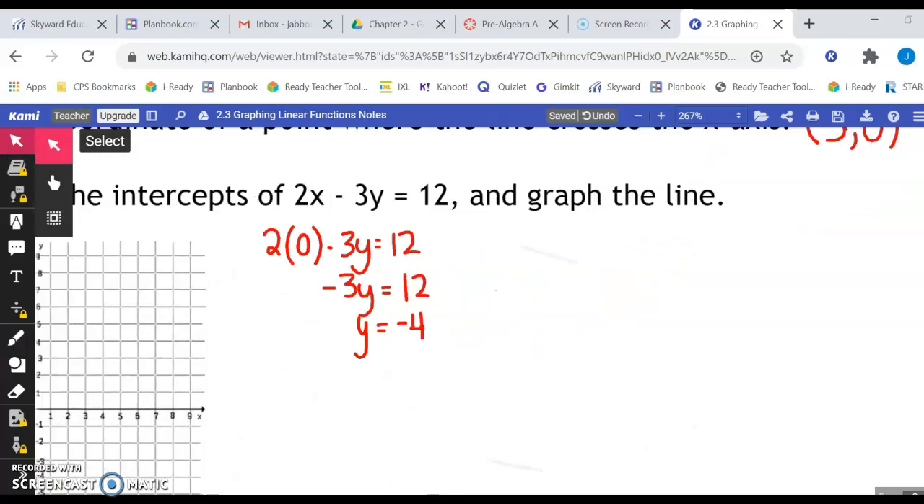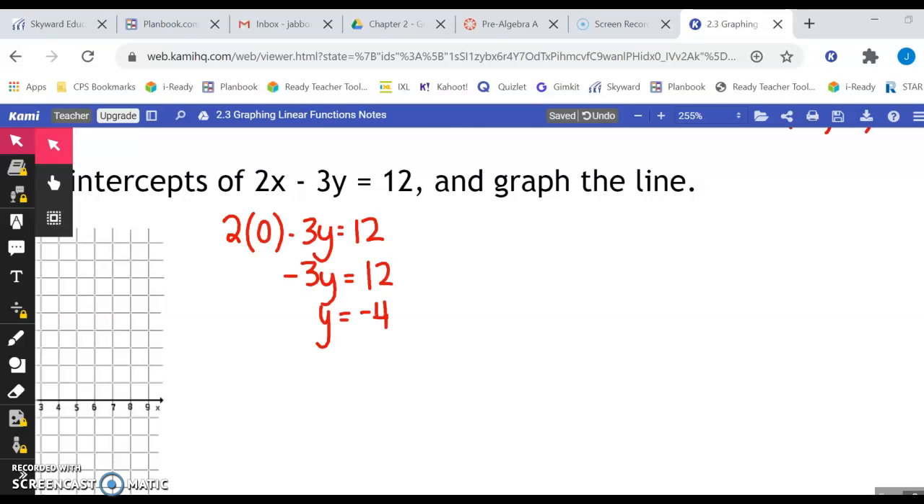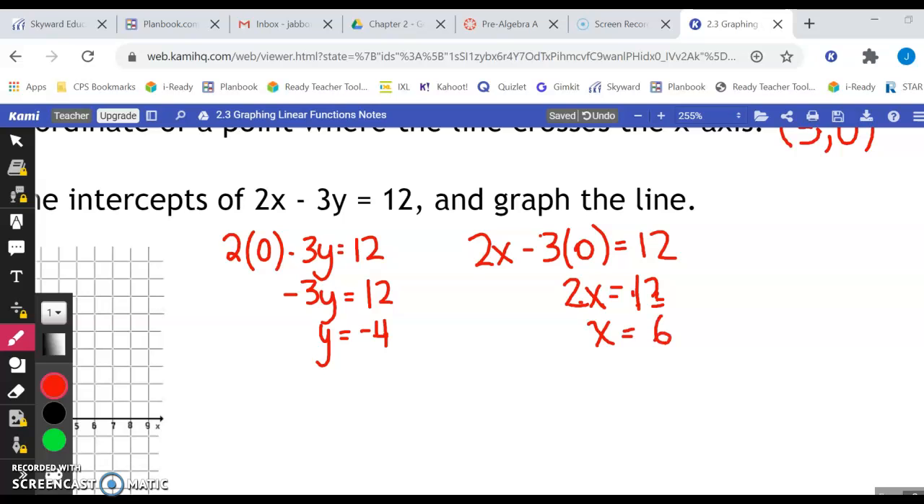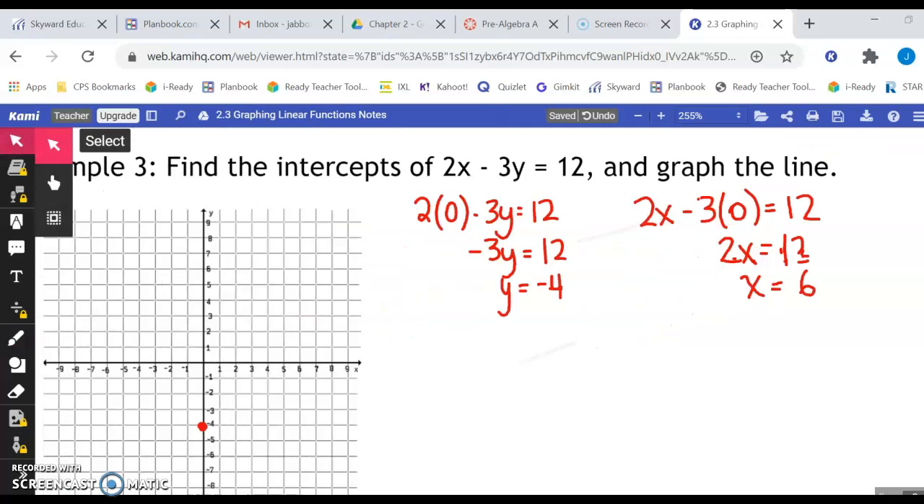Then I have to do the same thing, but the 0 is going to go in for the y. So I'm going to have 2x minus 3 times 0 equals 12. So 3 times 0 is 0, so that's gone. So I just have 2x equals 12. And then I would have to divide by 2, and 12 divided by 2 would be 6. So my x-intercept is 6.